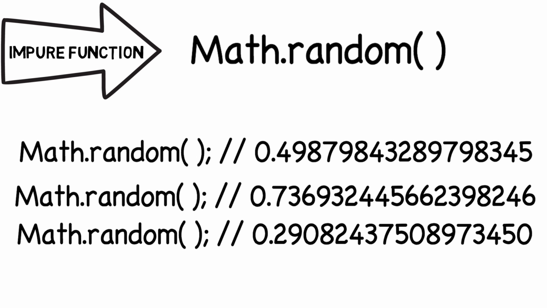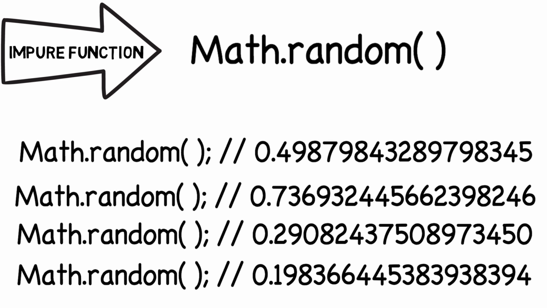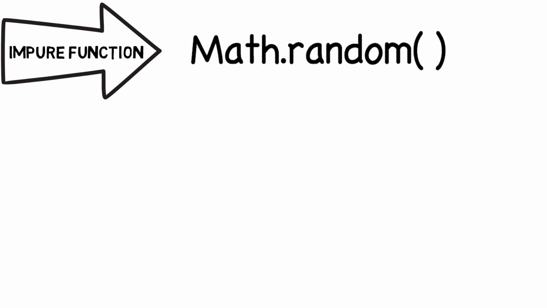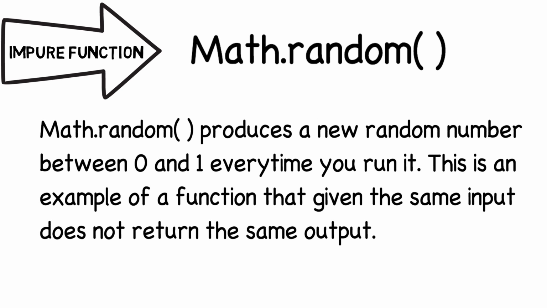Even though we didn't pass any arguments into any of the function calls, they all produced a different output, meaning that Math.random is not pure. Math.random produces a new random number between 0 and 1 every time you run it. When we ask the computer for a random number, it usually means that we want a different result than we got the last time. The Math.random method has its place, but this is an example of a function that, given the same input, does not return the same output.